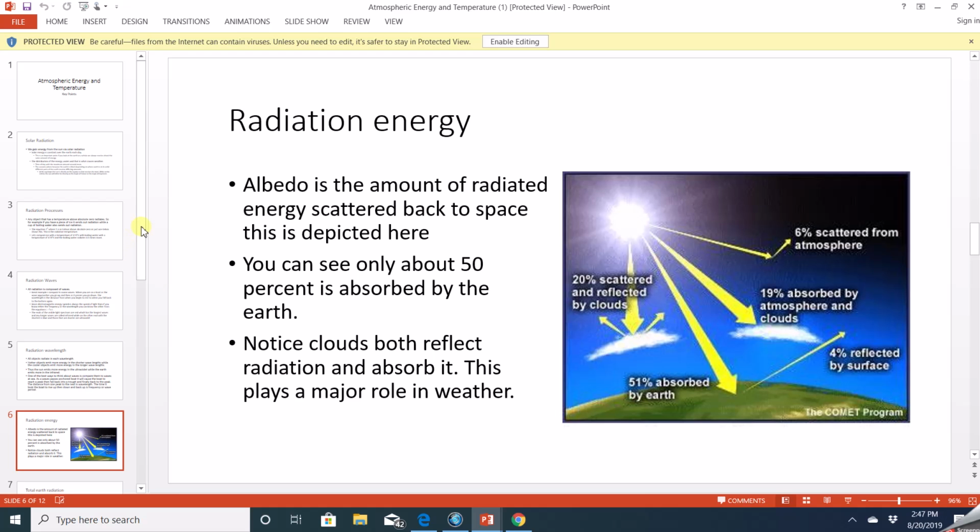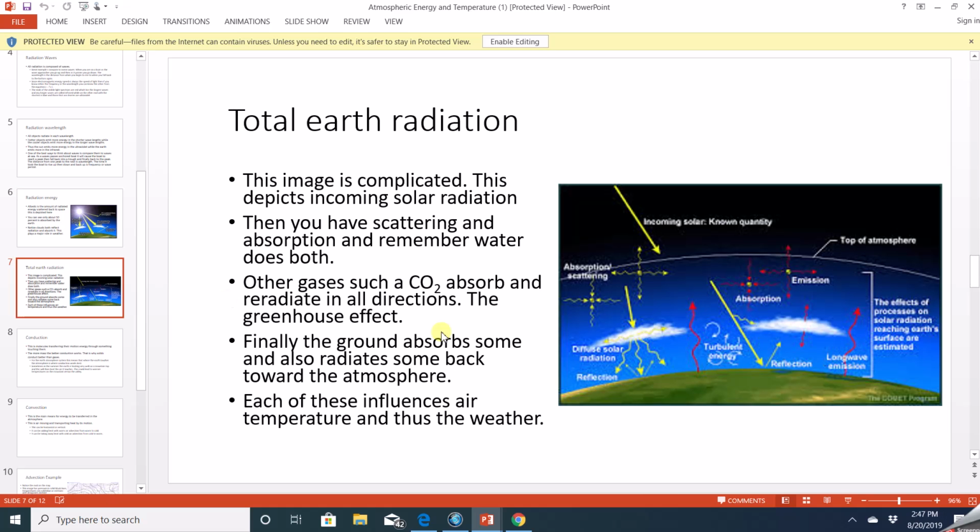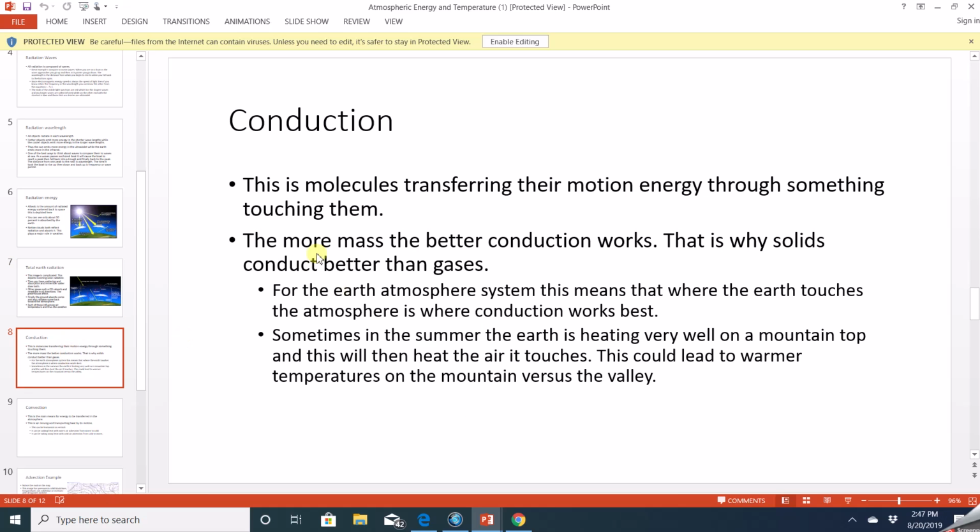So now that you've known a little bit about how that energy is coming in and working, it gets a whole lot more complicated. And we're not even going to try to talk about all this, but this is just an example of the energy coming in and what happens. There are three main ways this energy can move about now that it's got into the atmosphere. One is conduction. Think about touching your hand on a very hot object or a very cold object. That's conduction. The molecules from that object and your hand are actually transferring motion energy through that touch.